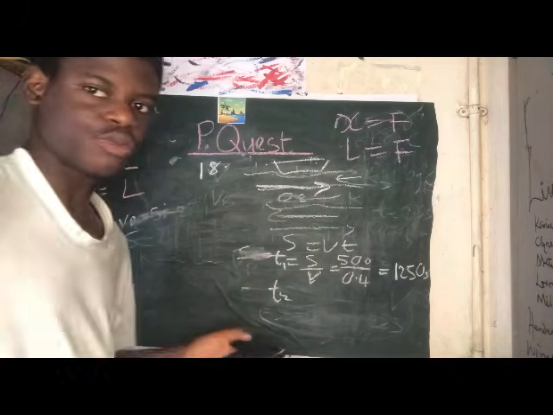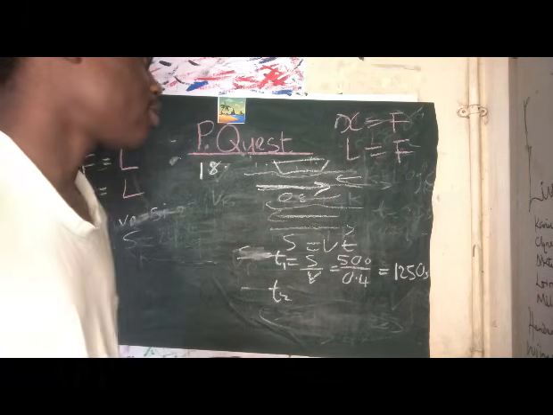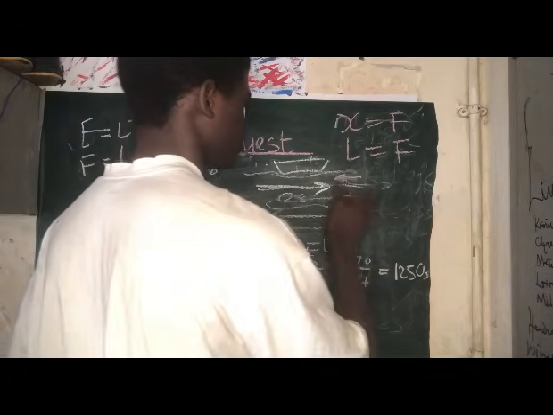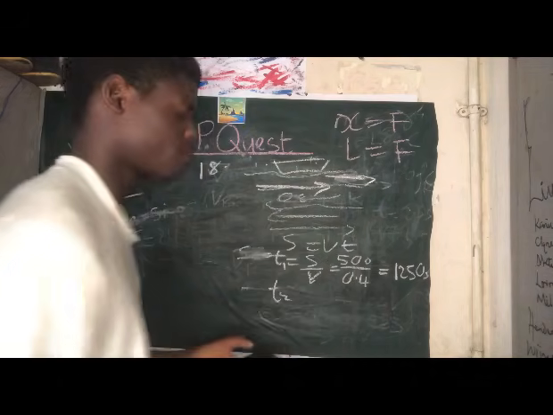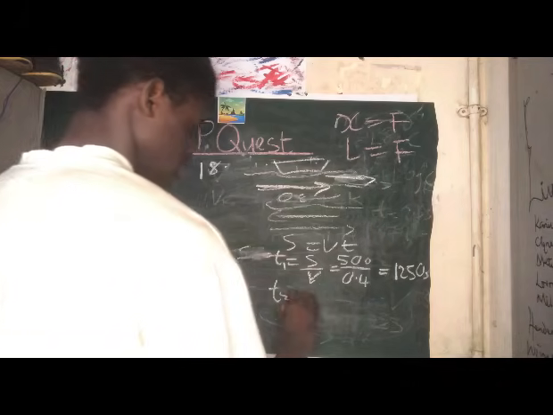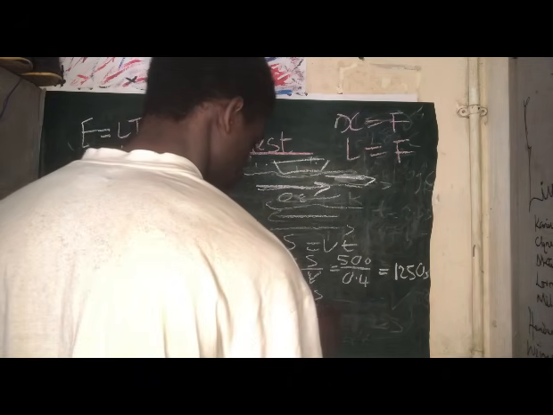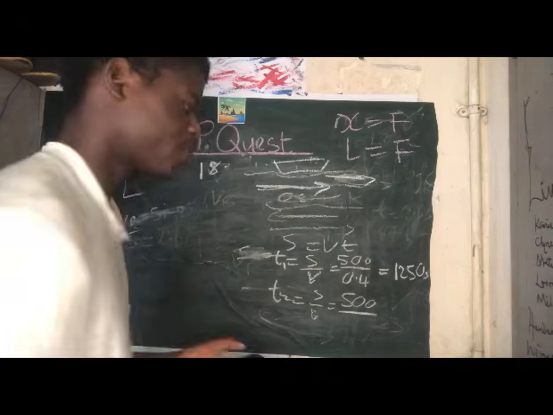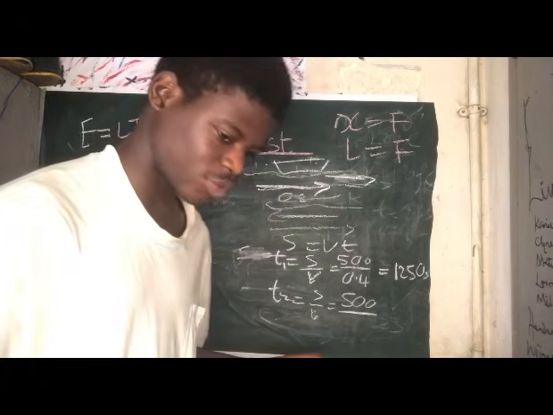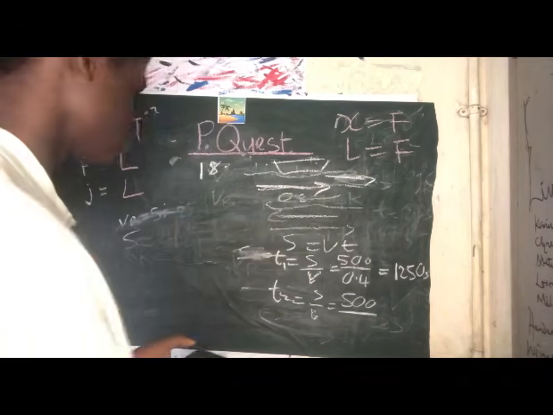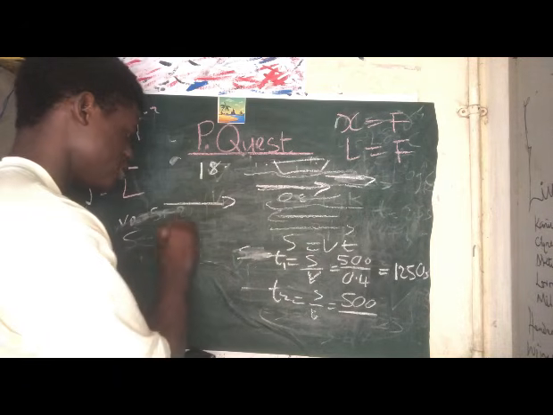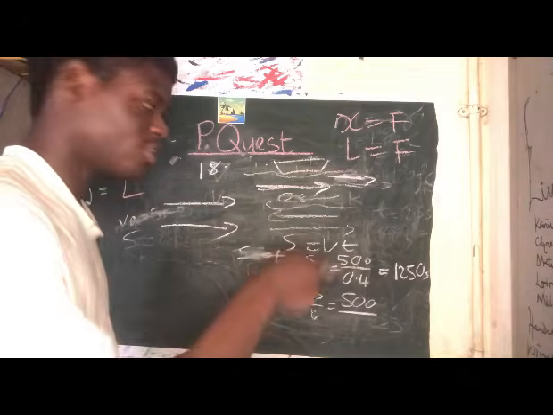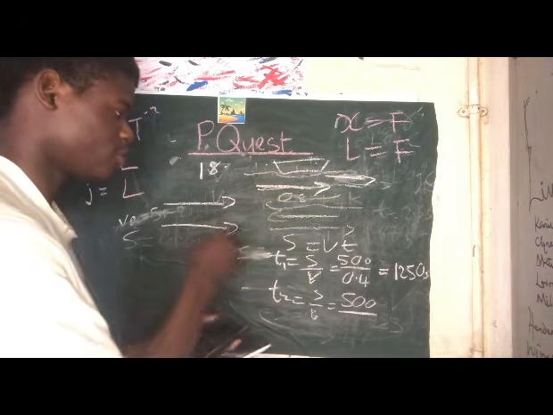Now it has gone upstream, against the river. To go back, it is now flowing with the river. Flowing with the river, it covers the same distance, so that will be 500 meters over each velocity. Are we going to add or subtract? Of course we add, because it's now moving with the river. The river is flowing like this, and the boat is now flowing like this. It's no more moving upstream, it's now moving downstream. So it's moving with the river and they are parallel, so we add.